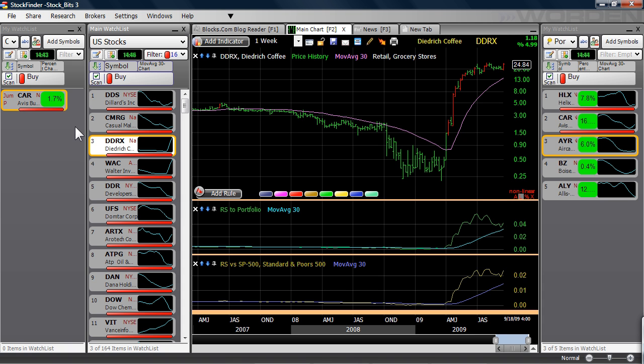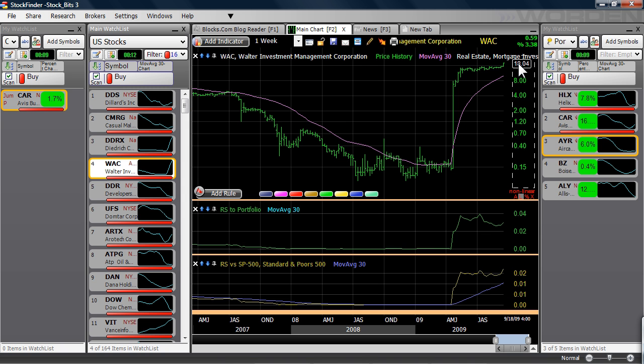Some kind of coffee company. Look at that thing outperform, huh? Just imagine if we bought this, used StockBits, and we got it at, I don't know, $1 a share. It's now up to 24. Wow, how much is 24 times? That's a lot of money. Okay, so that would be the next one, DDRX. And they usually go fast.